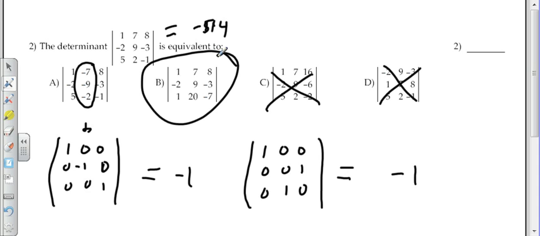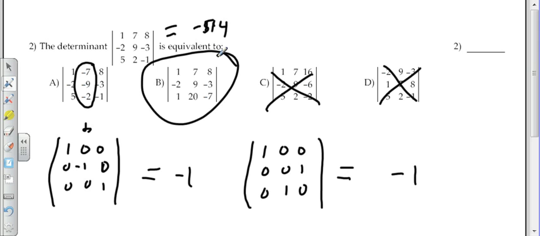Okay, so I'm going to go back to matrix, and I'm going to go to matrix B, and back to matrix edit, edit B. And I want B to be a 3 by 3. I say okay, all right. So now I got a 1, a 7, an 8, -2, 9, -3, 1, 20, -7, boom. So I got that. Quit.